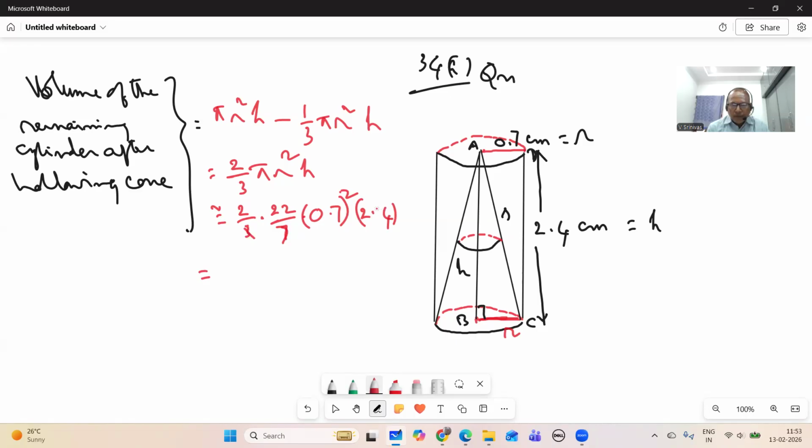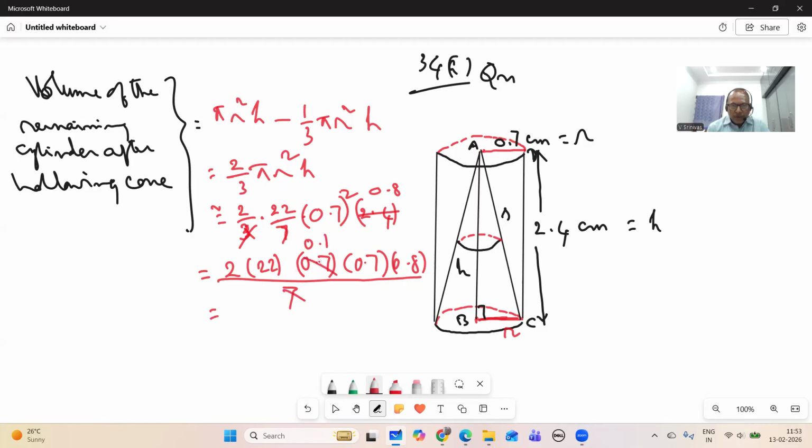3 cancels in this, 0.8 times. Then you have 2 into 22 into 0.7 square, that is 0.7 into 0.7 into 0.8 by 7. I'm looking at numerators, 2 into 22, 2 into 0.7 whole square is 0.7 into 0.7 into 0.8. 3 cancelled in this, 0.8 times. Now this 7 has remained in denominator. Now this 7 cancels in this 0.7 times.